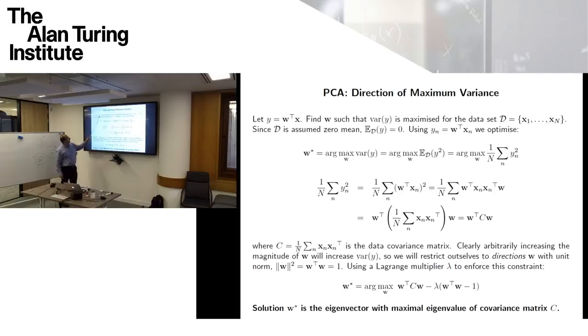So we are going to find the W from the data such that the variance of Y is maximized for the data set I observe. And since we've assumed that the data set is 0 mean, the expected value under the data set, the mean of Y, is also 0. Okay, because if I take W times something that has average 0, then the value of that on average will also be 0. Okay? And for every data point, W transpose Xn is going to be the projection of that data point on W, and we're going to call that Yn. So at this point, I'm going to again draw a picture.